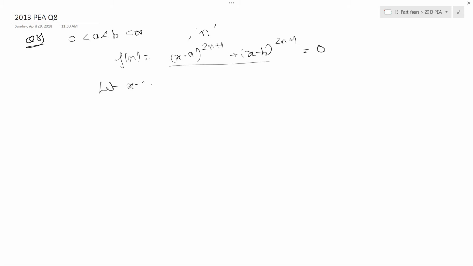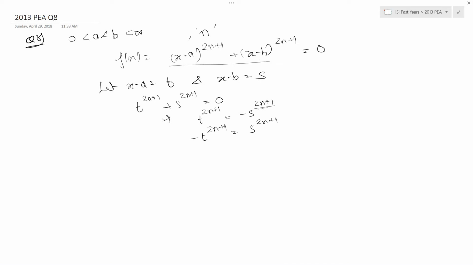Now let x − a = t and x − b = s. So we are basically solving t^(2n+1) + s^(2n+1) = 0. This implies t^(2n+1) = −s^(2n+1). Now since 2n+1 is an odd number, s^(2n+1) can be a negative number. If s itself is negative, then this could be negative, or if t is negative, this could be. Another way to look at it would be −t^(2n+1) = s^(2n+1).